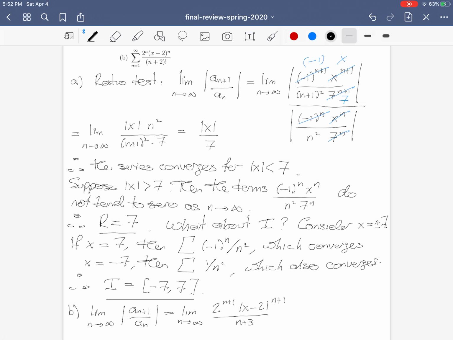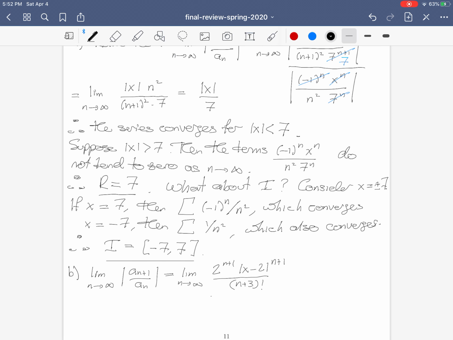divided by (n+3) factorial, all divided by 2^n |x-2|^n divided by (n+2) factorial. And now let's cancel our terms. So here 2^n cancels with 2^{n+1} and gives us 2. |x-2|^n cancels with |x-2|^{n+1}, which gives us the absolute value of x minus 2. And (n+2) factorial cancels with (n+3) factorial and gives us n+3.